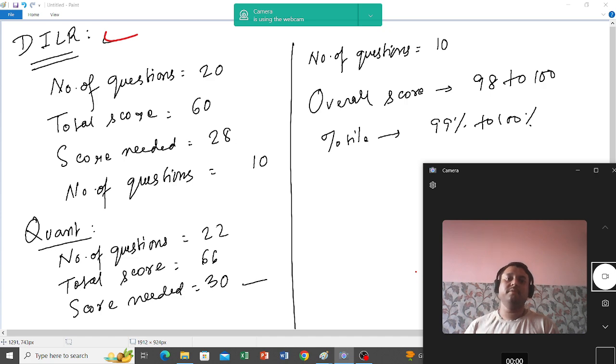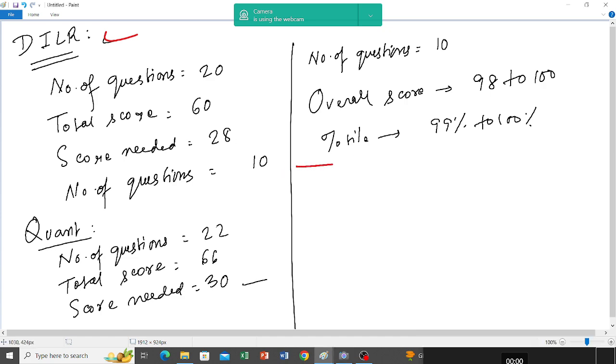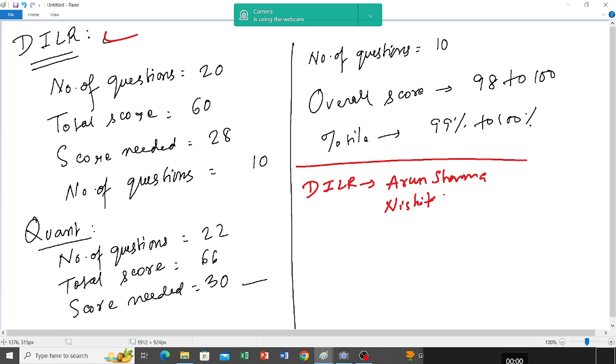And what should be the preparation strategy for that? For DI and LR, go through the Arun Sharma DI LR book. This should be the book for preparation. You can also use Nishit K Sinha. And of course past year questions are very important. These are the materials that you should use for preparing for DI LR.